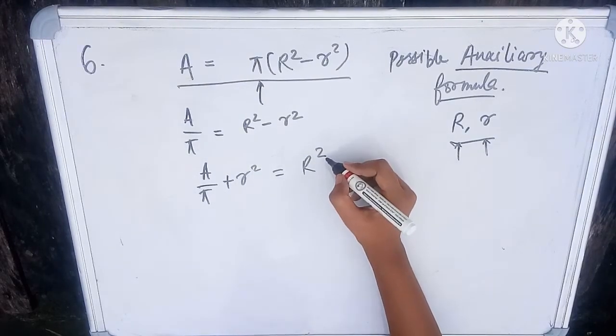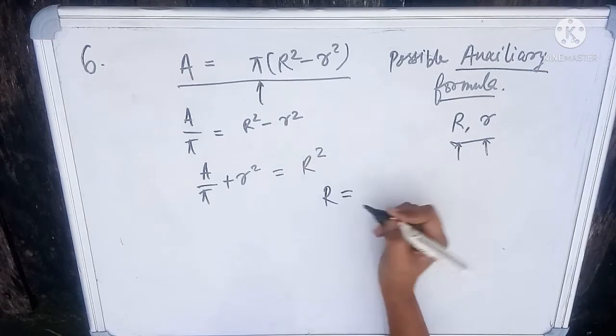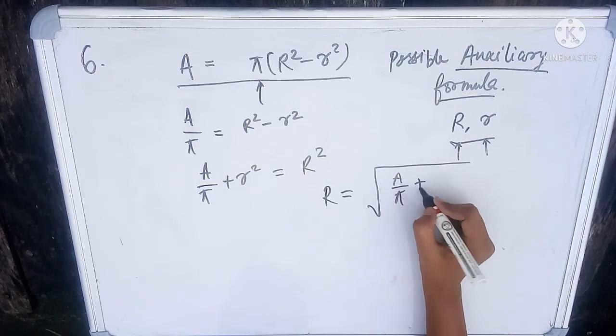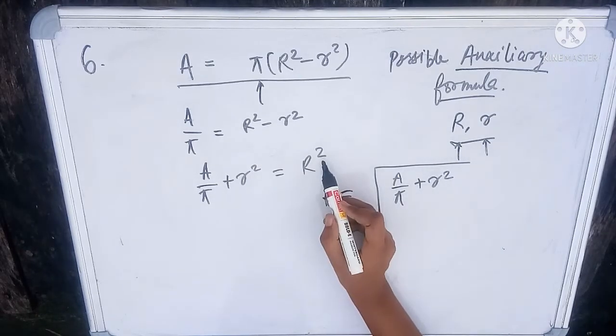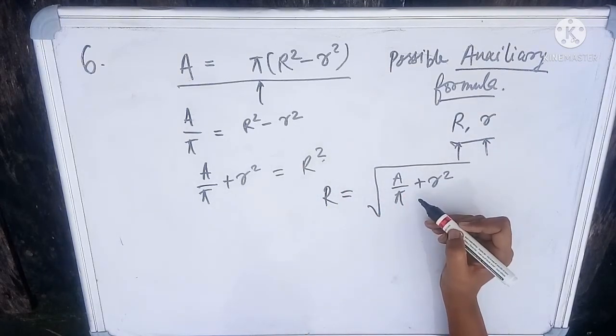Now next we have to remove this square from here to make capital R the subject. So we can write R is equal to the square root of a divided by pi plus r square, because if you transfer this square to the other side, then it turns into the square root.